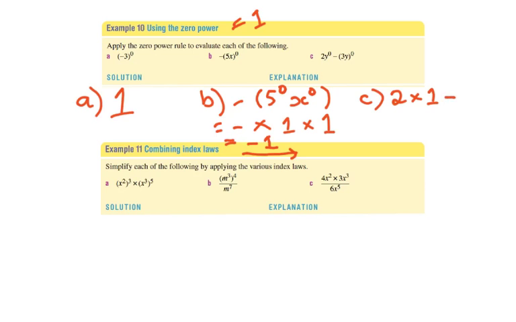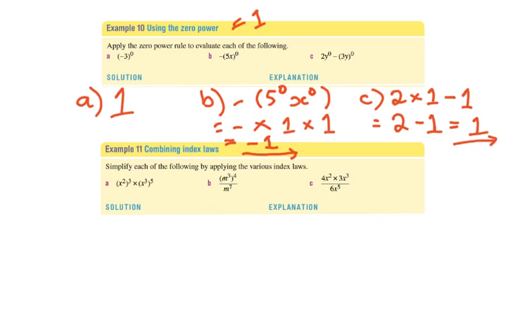Subtract 3 to the y, which is in brackets, to the power of 0. So that would be 1, because anything to the power of 0 is 1. Follow your BIMDAS, multiplication before subtraction. 2 times 1 is 2. Subtract 1 gets me 1. So my final answer is 1.